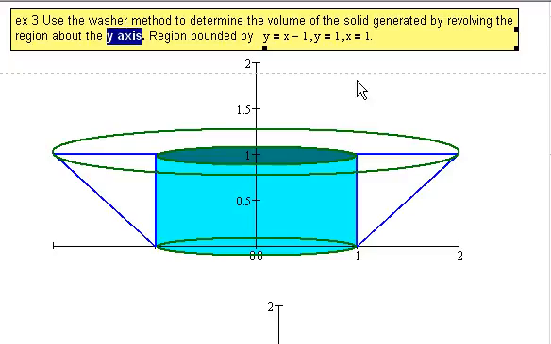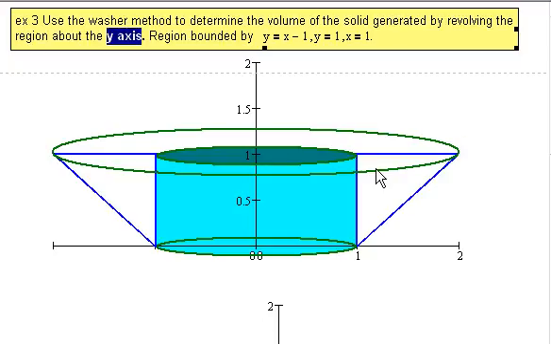So we're going to use the washer method to determine the volume of the solid generated by revolving the region about the y-axis, where the region is bounded by y equals x minus 1, y equals 1, and x equals 1. Sorry, x equals 1 is this vertical line. y equals 1 is this horizontal line. And y equals x minus 1 is this line with slope 1 and y-intercept at negative 1.